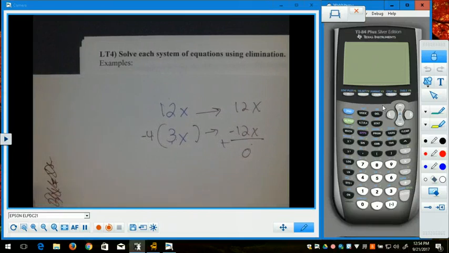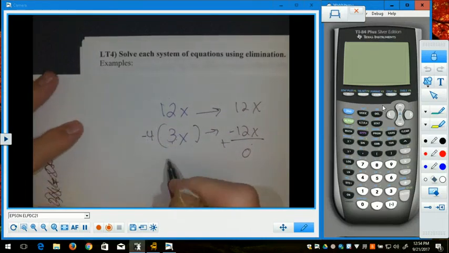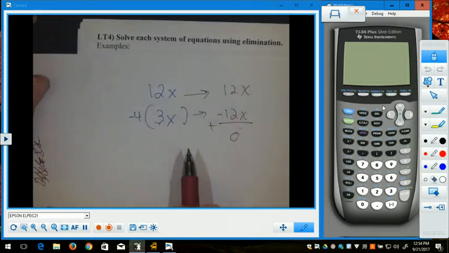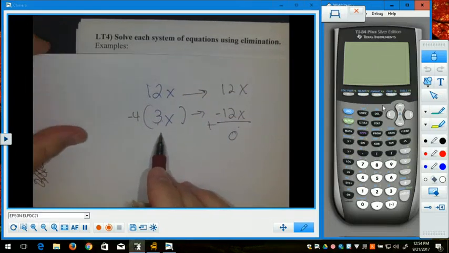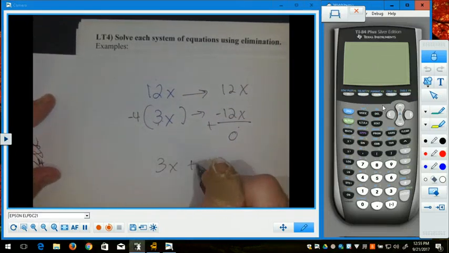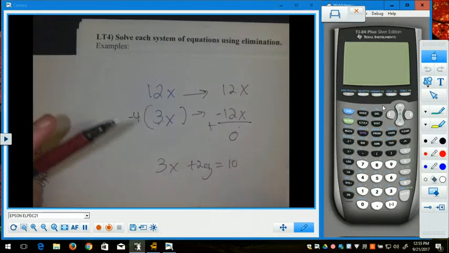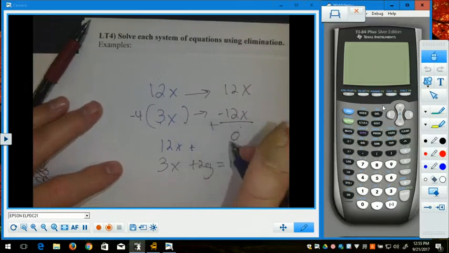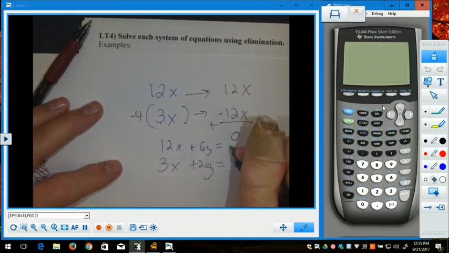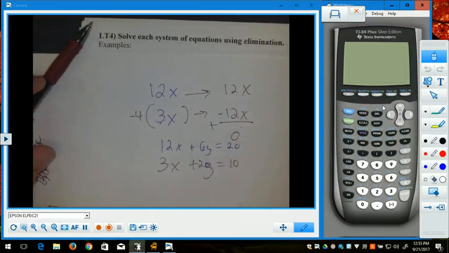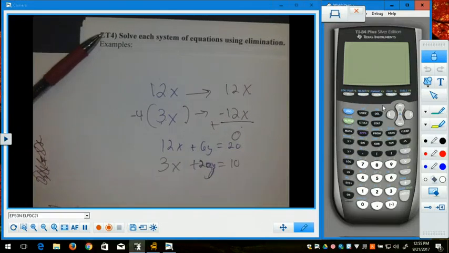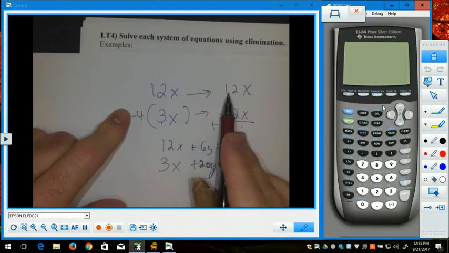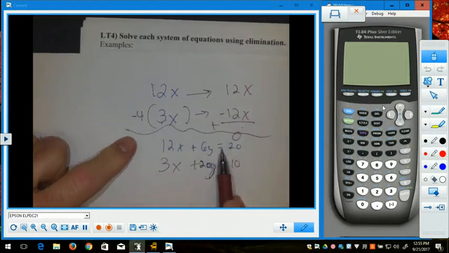But it's a little bit different. We're putting this idea of eliminating a variable together with solving a system of equations. So I'm not just going to have this, I'm going to have an entire equation like 3x plus 20y equals 10, and my top equation may have been 12x plus 6y equals 20. I'm not sure. You're not writing this down, you're just following along. The idea is that you want those to be opposites, and they're going to cancel out when you add them together. But now we're going to be doing this with equations.